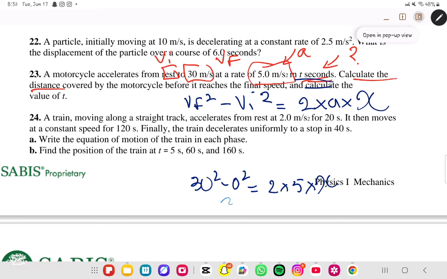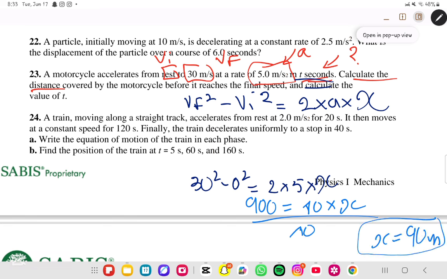So, we will get 900 is equal to 10 times x. So divide both sides by 10. So you will get x is equal to 90 meters. So very simply, we found the distance covered by the motorcycle before it reaches the final speed.